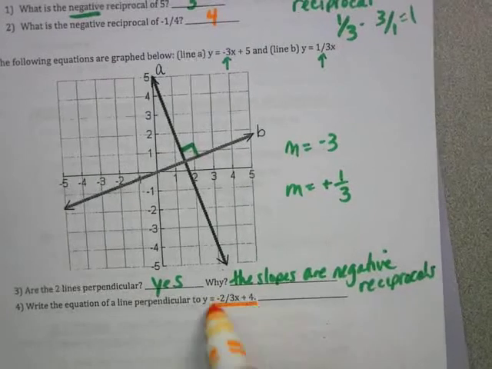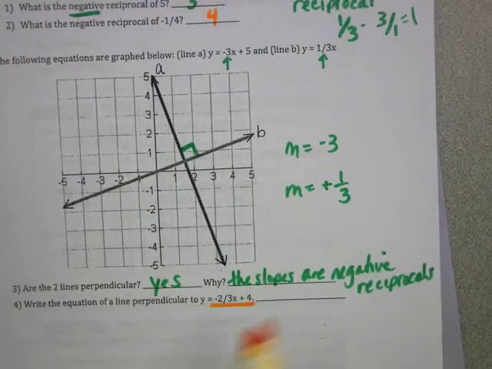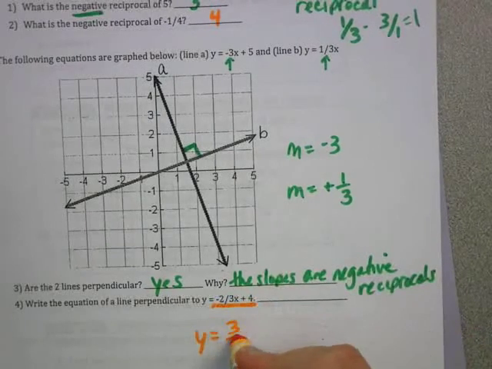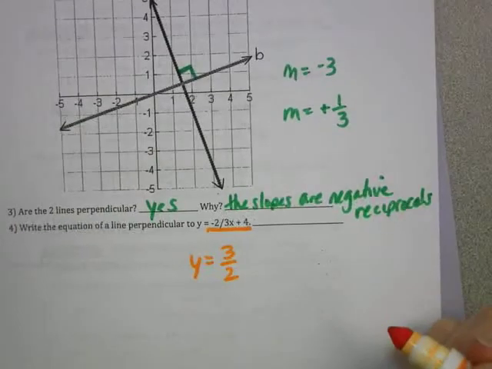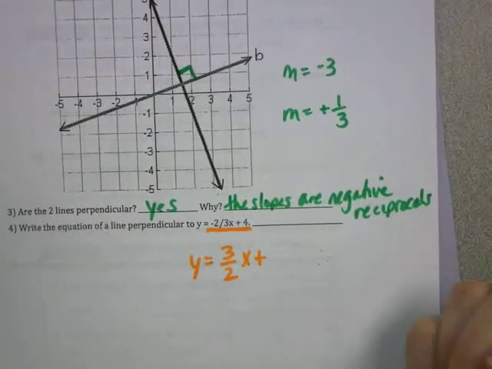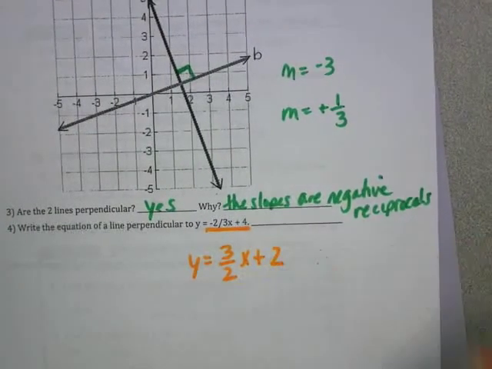So write an equation of a line perpendicular to this one: y equals -2/3 x plus 4. So it'd have to be y equals, let's flip it, 3/2, and since it was negative, this one would be positive. So y equals 3/2 x plus, and then you can make up any other y-intercept you want. So I'll say +2. You could have said -3 or anything.